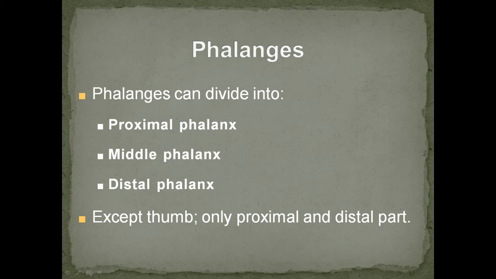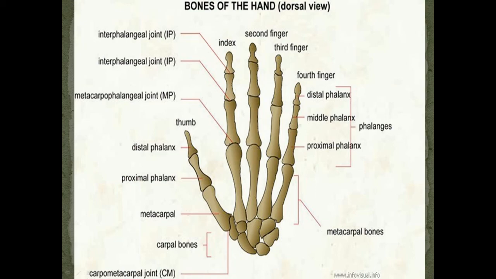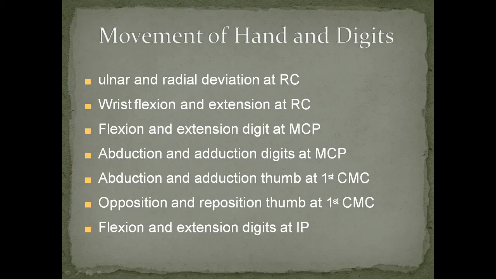Phalanges can be divided into proximal phalanx, middle phalanx, and distal phalanx, except the thumb, which has only the proximal and distal parts. Joints of the phalanges: the joints between the phalanges are called interphalangeal joints, proximal and distal, except in the thumb. These are hinge joints, and they permit monoaxial diarthrosis, flexion and extension. We can see here in this picture all the bones of the hand and their joints.